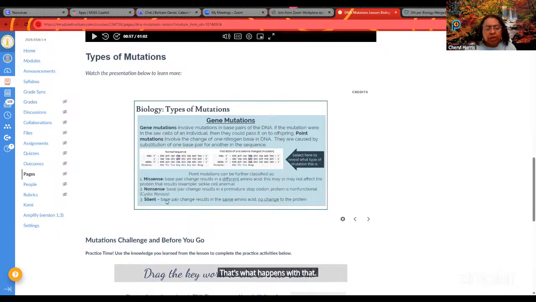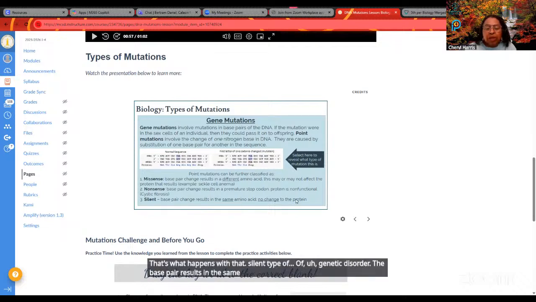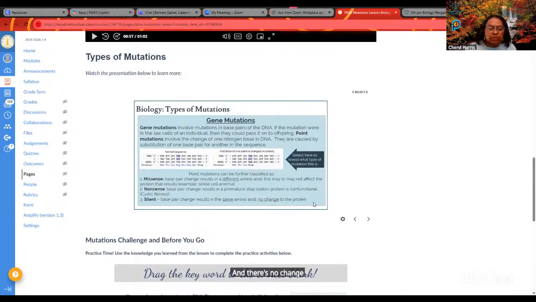Silent type of genetic disorder. The base pair results in the same amino acid, and there's no change to the protein. Okay.